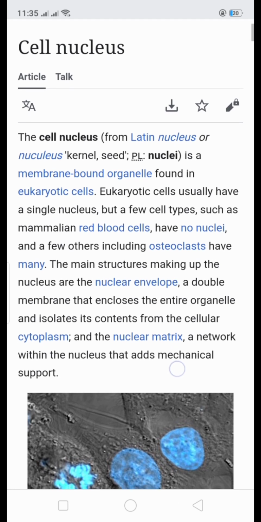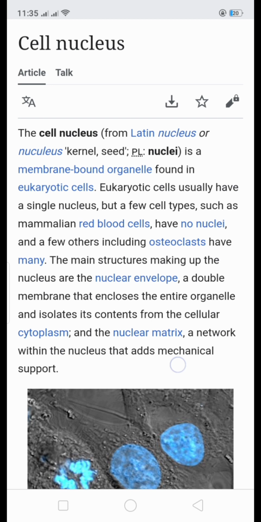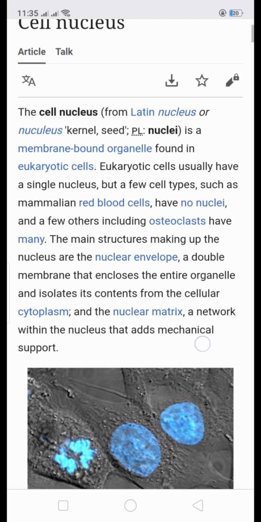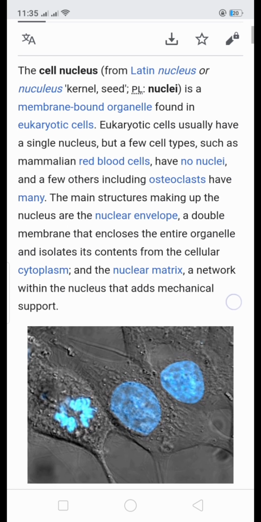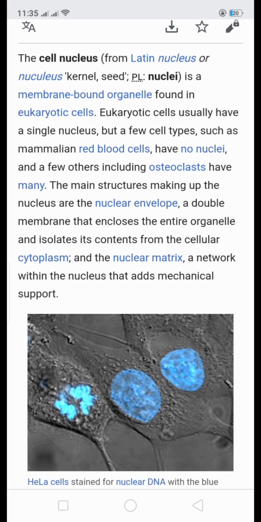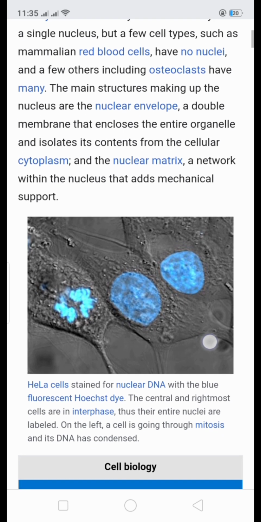The main structures making up the nucleus are the nuclear envelope, a double membrane that encloses the entire organelle and isolates its contents from the cellular cytoplasm, and the nuclear matrix, a network within the nucleus that adds mechanical support.